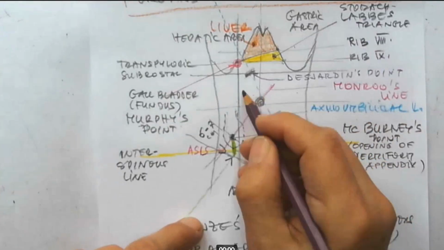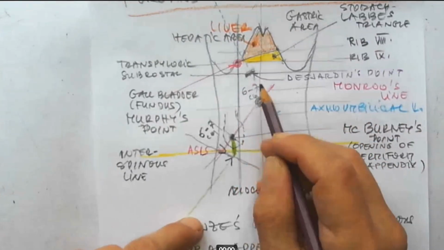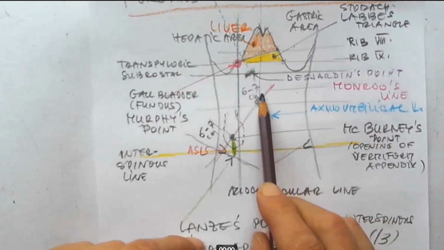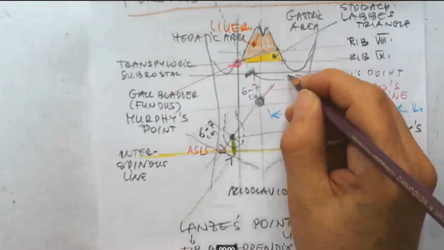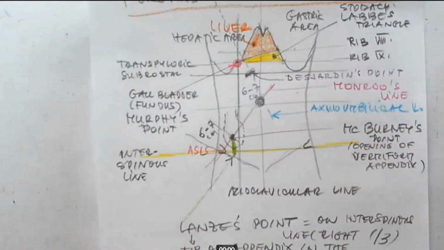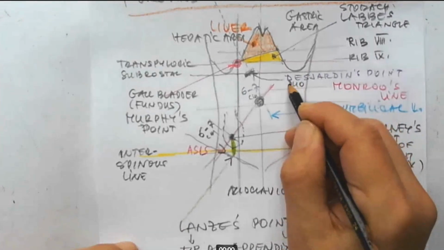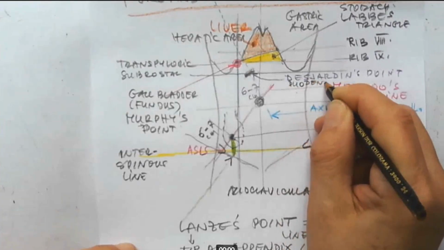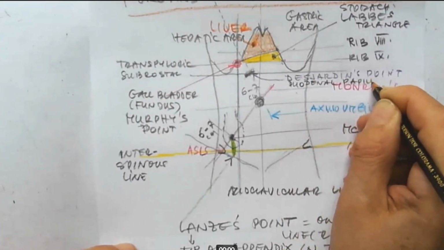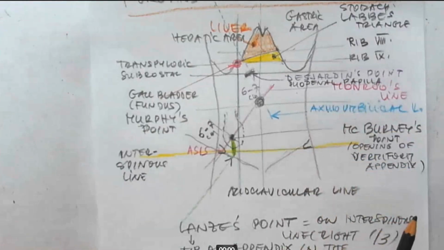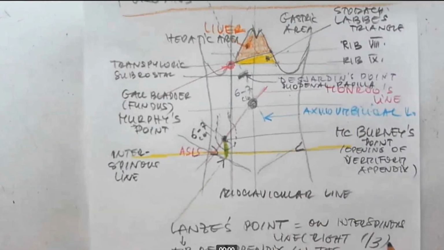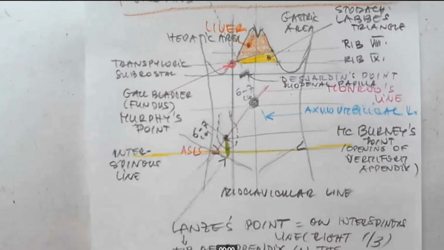And this Desjardins point, 6 centimeters from the umbilicus on the line interconnecting the tip of the axilla with the umbilicus, lies the duodenal papilla. We could add it using black, very black, duodenal papilla. Yes, the duodenal papilla is the papilla that receives the main pancreatic duct and common bile duct.